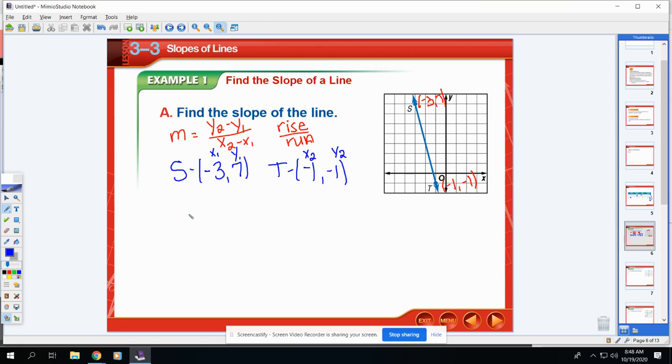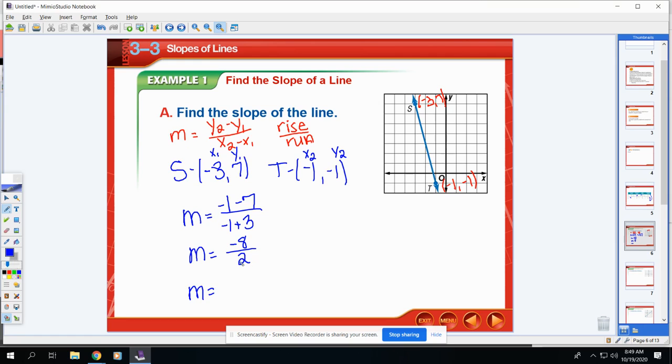From this point, we're just going to go ahead and fill out our formula. So m is equal to -1 minus 7, y2 minus y1, over x2 minus x1. X2 is -1 minus x1. Well, x1 is -3. So -1 minus a -3, we can look at that as -1 plus 3. So this is going to be m is equal to -1 minus 7 gives us -8, and -1 plus 3 is going to give us +2.